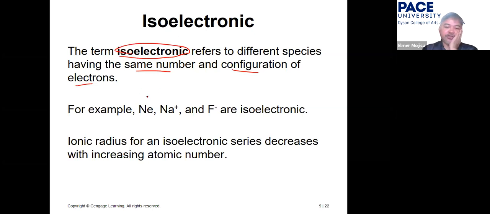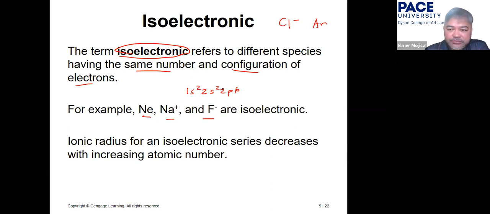So earlier I told you, okay, chloride is isoelectronic with argon. The same thing with this one. Neon, sodium, and fluorine are isoelectronic. All of them have this configuration: 1s2, 2s2, 2p6. Whether it's neon or Na+ or F-, they will have the same number and configuration of electrons.